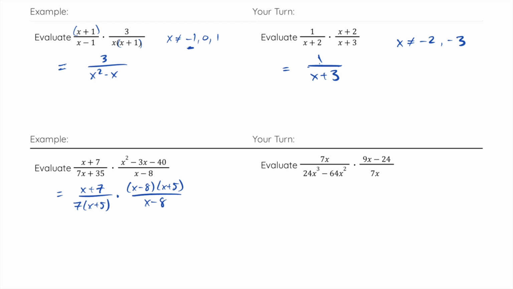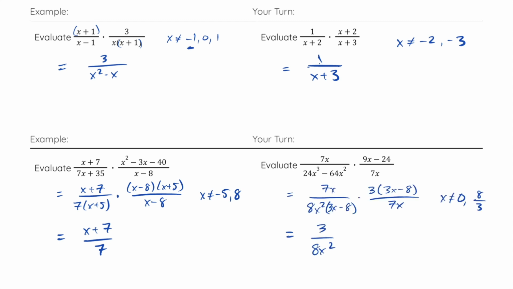And so from here I can see I can include my excluded values. They are, x cannot be -5 or 8. And I can divide out a lot of these terms because I have an x plus 5 in both numerator and denominator and an x minus 8. And what I'd be left with is x plus 7 over 7 with my 2 excluded values there. So pause the video and try the one on the right. Okay, we see that one simplifies to 3 over 8x squared as long as x is not 0 or 8 over 3.